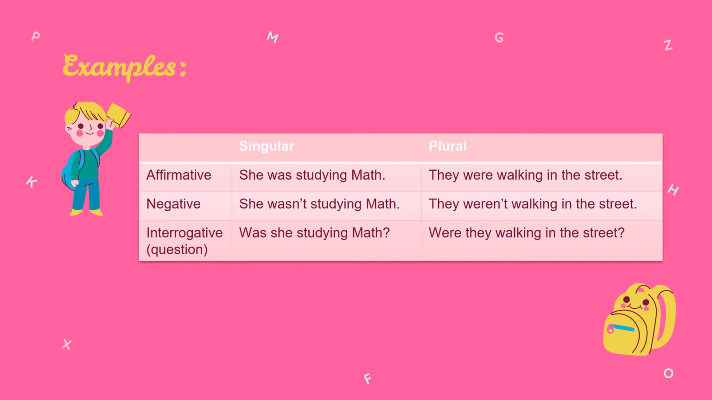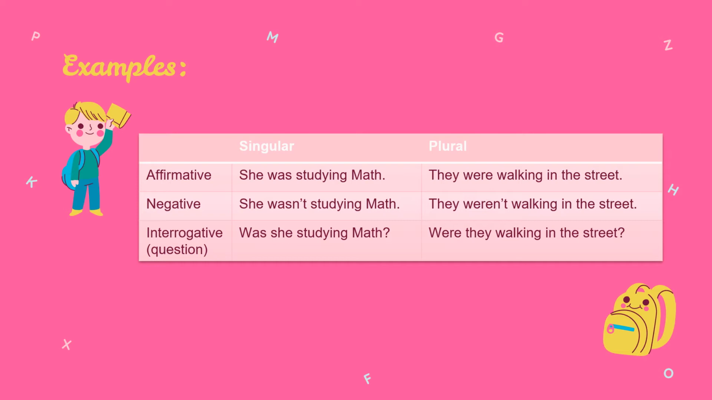What about interrogative, a question? I want to change this sentence into a question. As I told you, switch between was and she. So it's going to be, was she studying math? So this is how I change the sentence into a question. Now let's move to the plural subject.